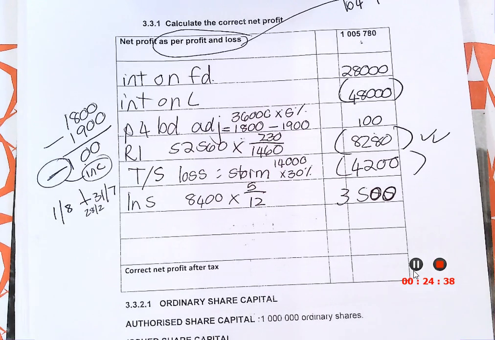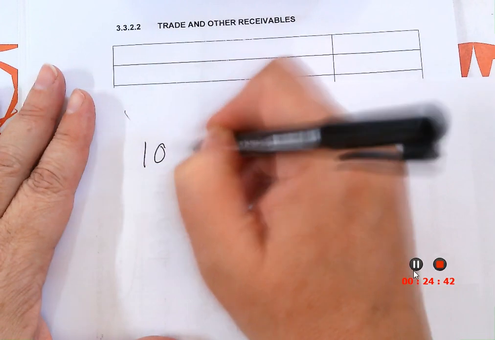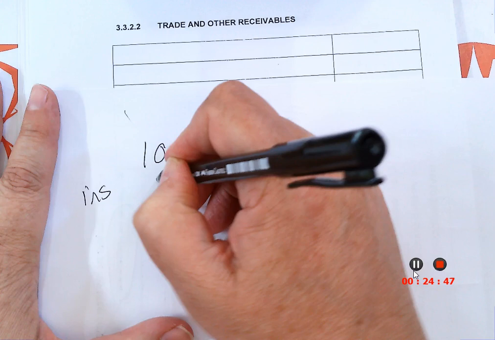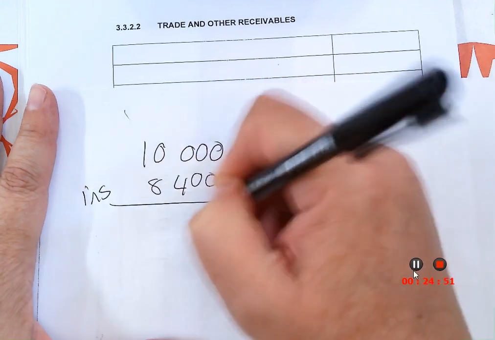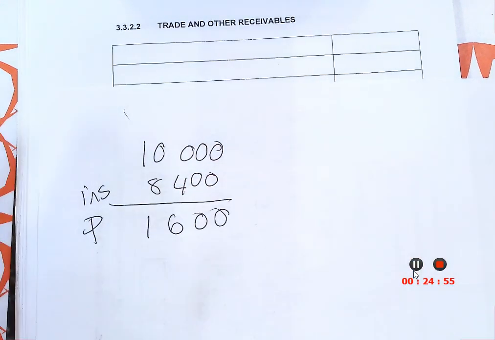Okay, so it's like this. So let's say my profit was 10,000. Now I tell you my insurance is, what was it? 8,400. So now my profit is 1,600. That's how I showed it in my books.